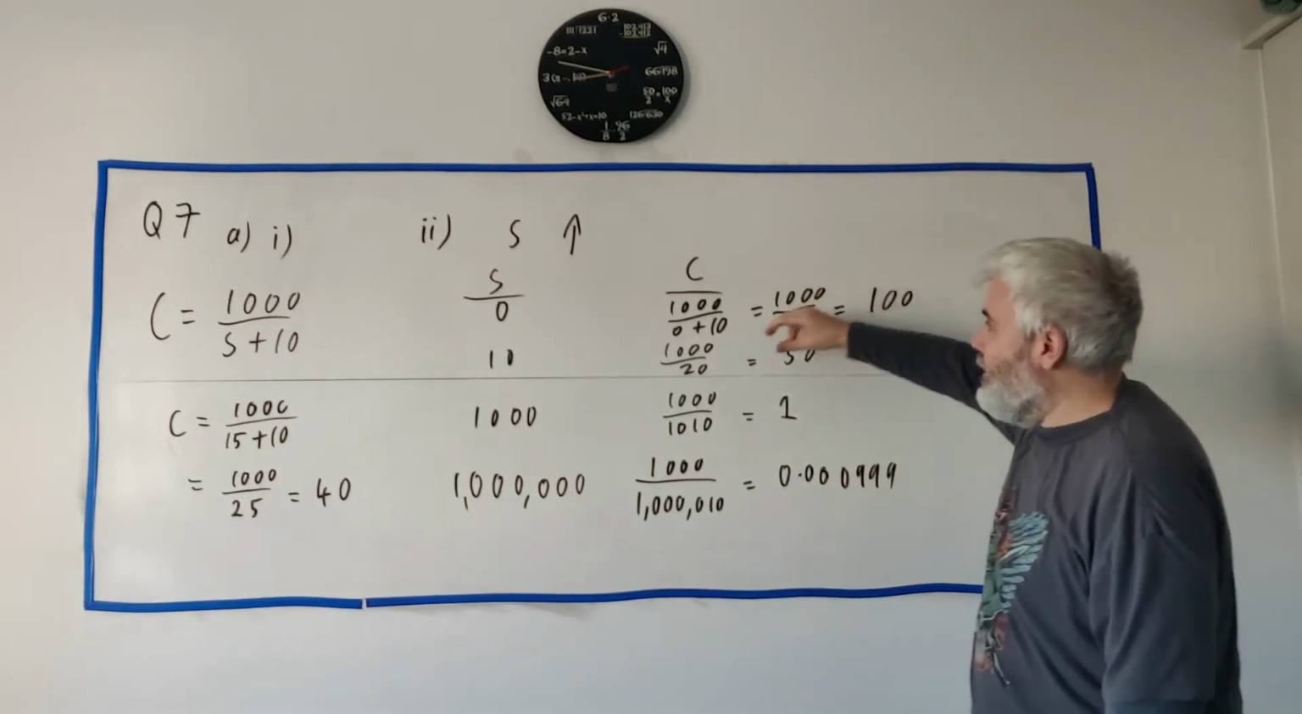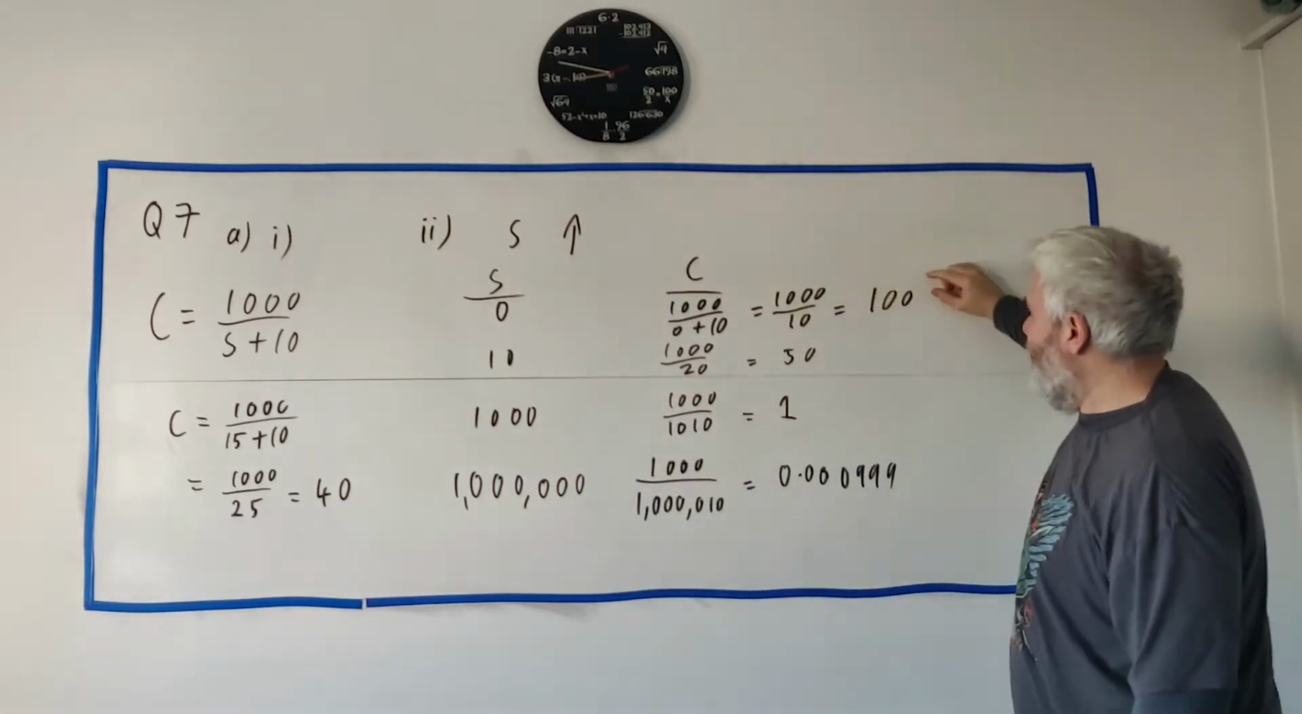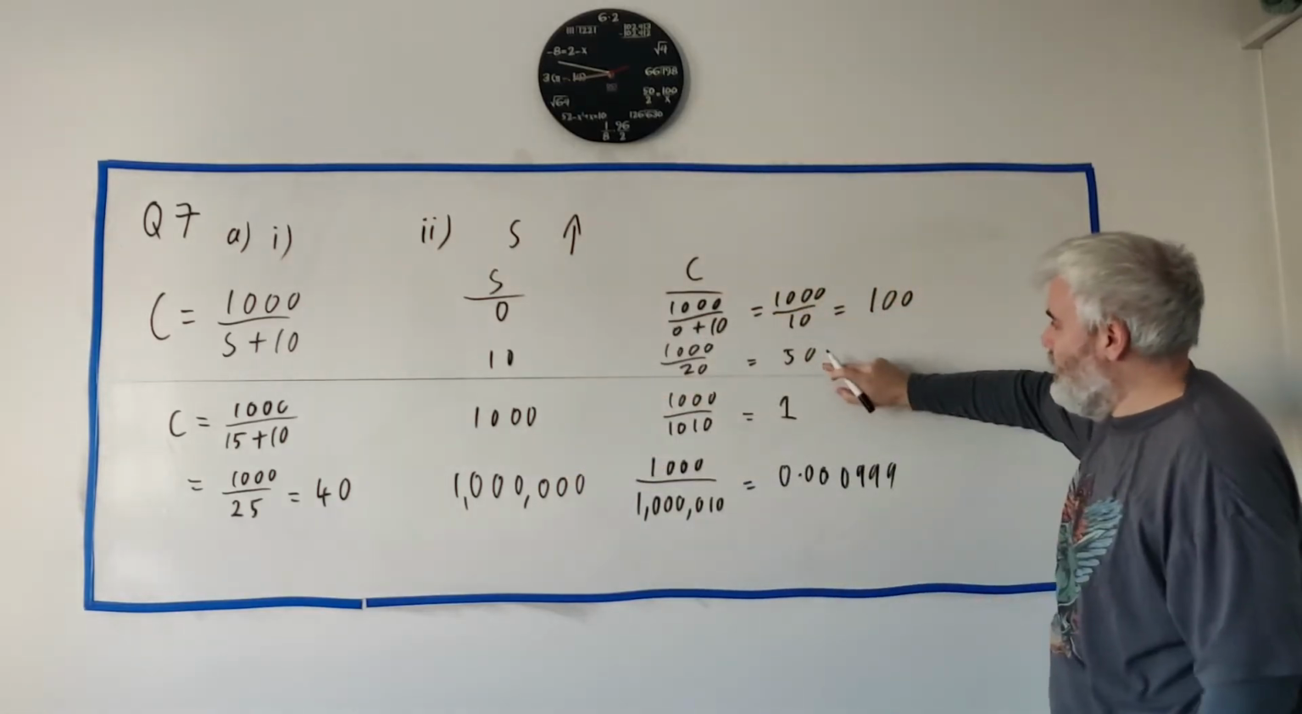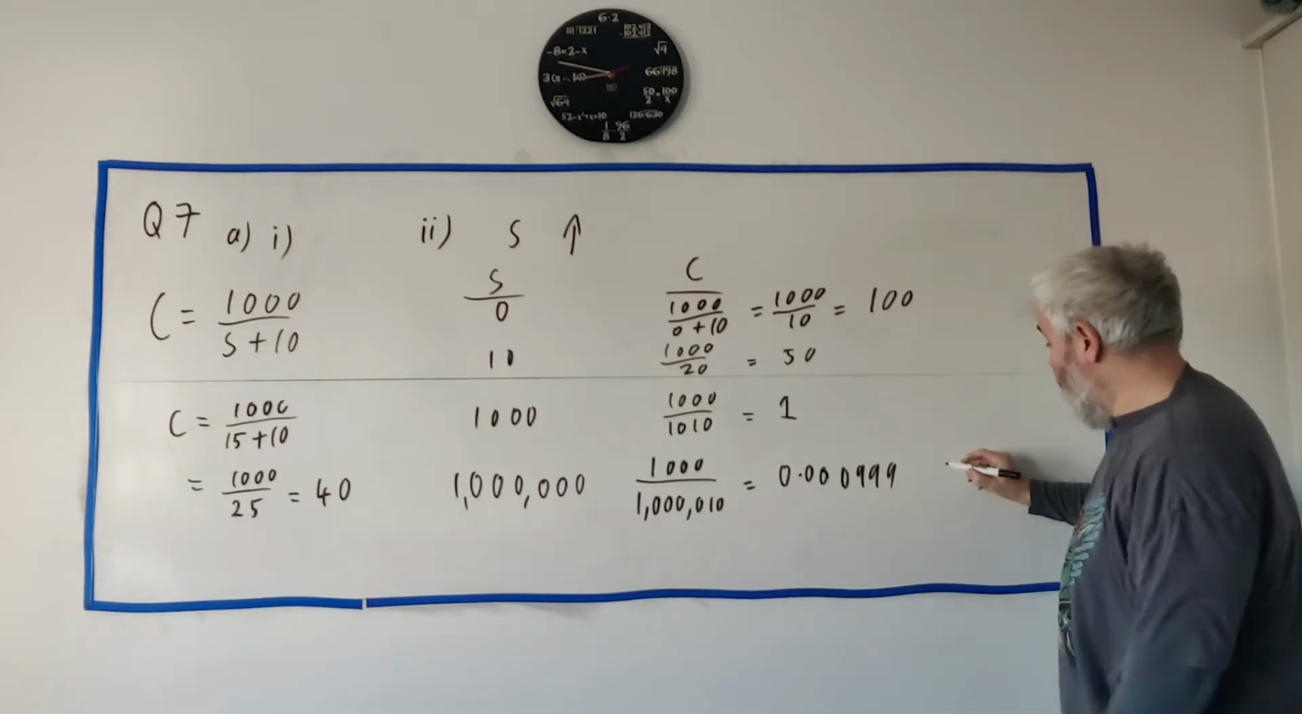So what's happening to C? S is increasing. What's happening to C? 100, 50, 1, pretty much 0. We'll call this guy 0.